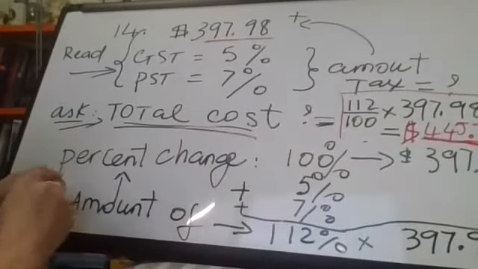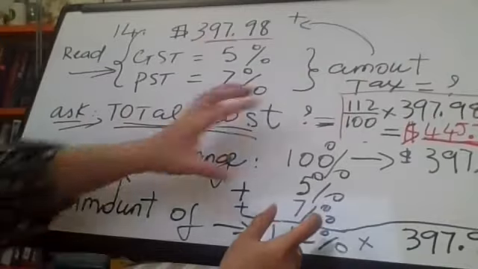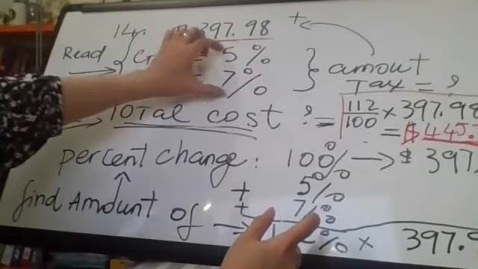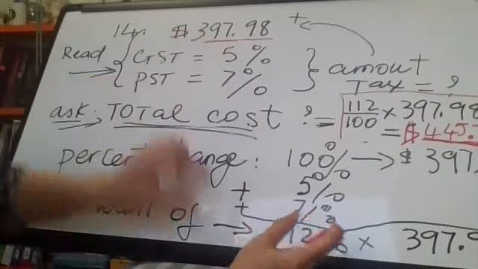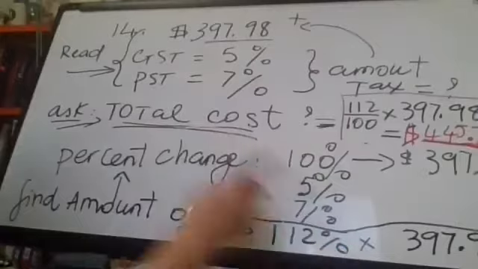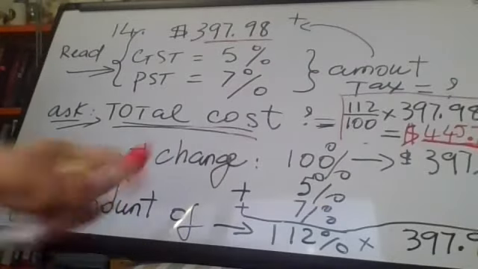And if the question doesn't ask you about the amount of tax, you don't have to find the amount of tax. All you do is add the percentage in here, 12% with the full 100%, and then find directly the answer to the question.